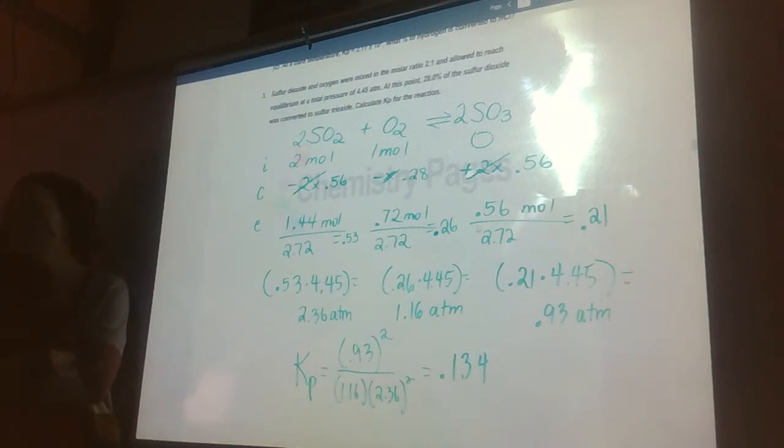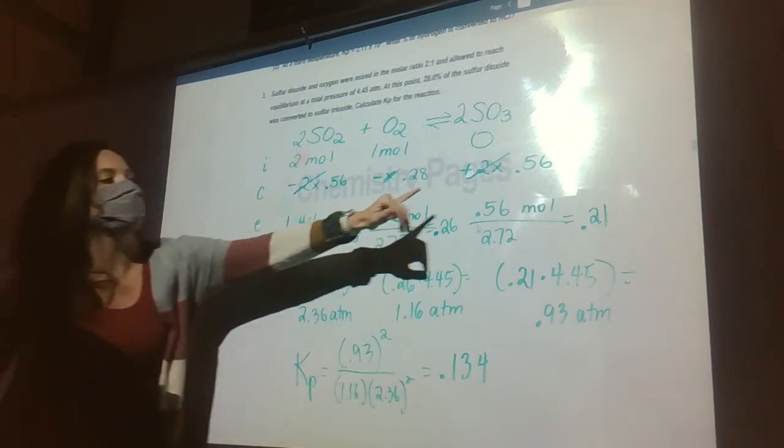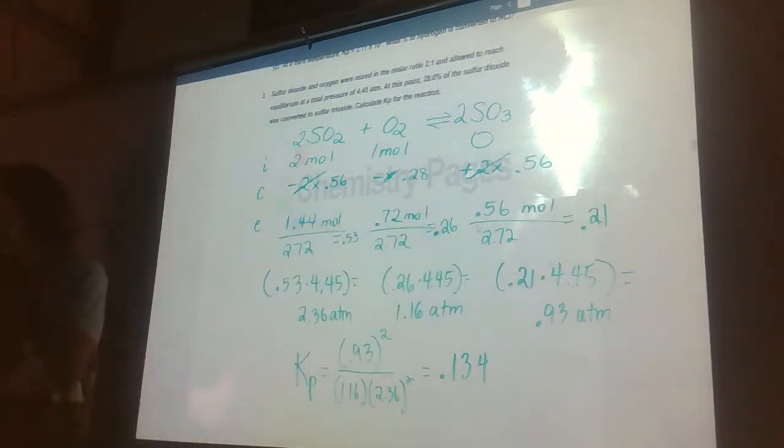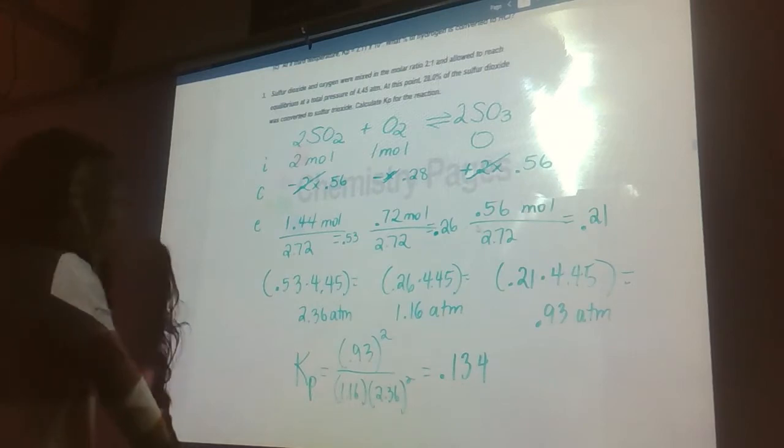How'd you get to 2.72? That was my total number of moles. I added up that plus that plus that, because I'm doing a mole fraction or a mole percentage. Questions? Is this the stuff that's on the first worksheet and the second worksheet? Okay, let me erase.